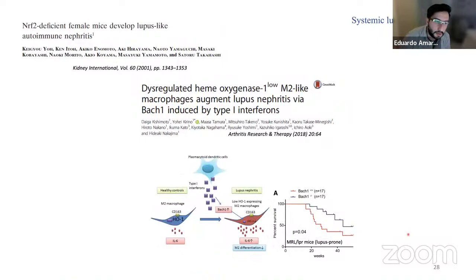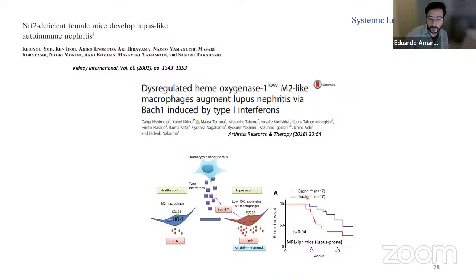And this was very interesting because in 2001, this paper came out saying that mice deficient in NRF2 develop lupus. And this is very intriguing because NRF2 is known as a master regulator of antioxidant genes. So NRF2 is a transcription factor that induces a bunch of antioxidant genes and genes that are important for iron and glutathione metabolism.